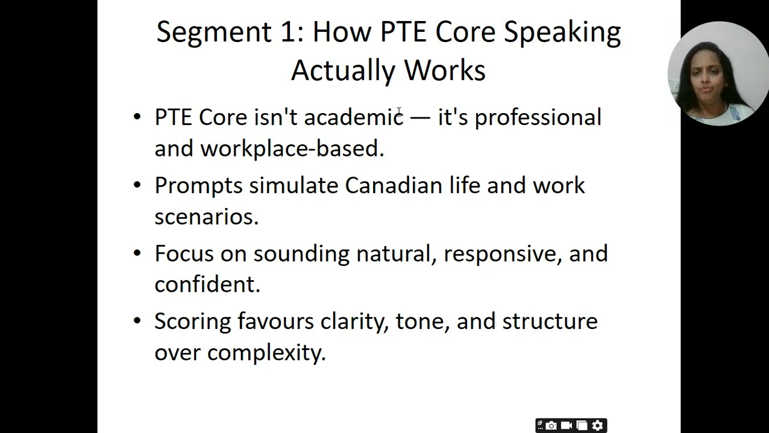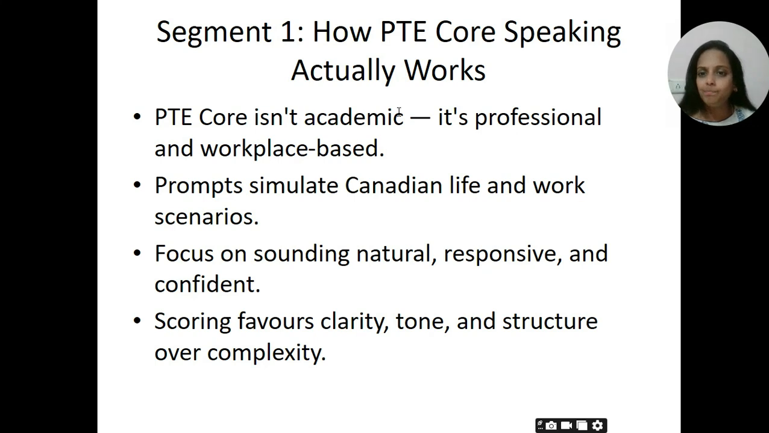You know the format, right? But here's what most test takers completely overlook. The PTE Core is not testing your academic intellect. It is checking whether you can function professionally and socially in real Canadian environments.